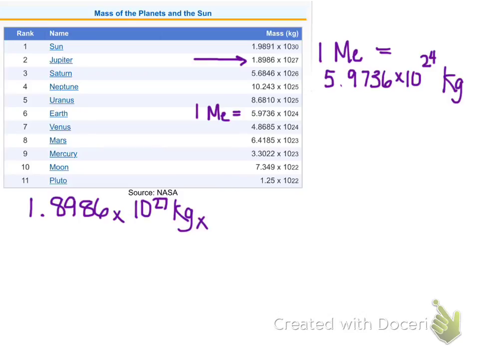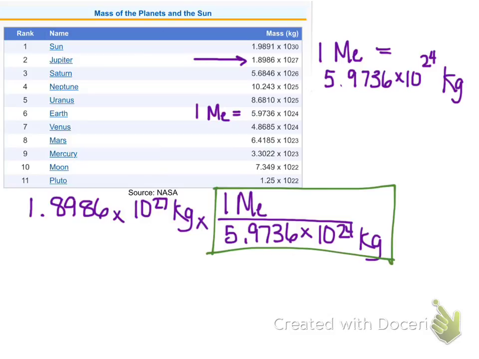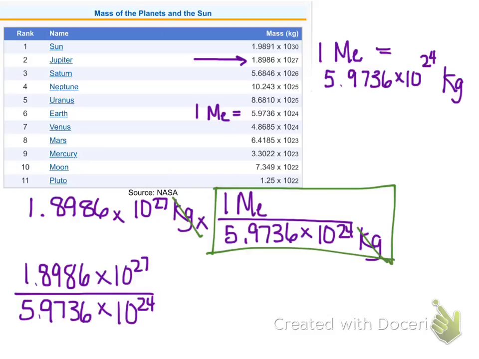I want to create a unit multiplier. And here it is, 1 ME is the same as 5.9736 times 10 to the 24th kilograms. So that's a factor of 1, which doesn't change things. Kilograms cancels. And so I'm left with this calculation to do. So when I do this calculation, I'm going to do it in two parts. I'm going to do the decimal part of my scientific notation separate from the power of 10 part.